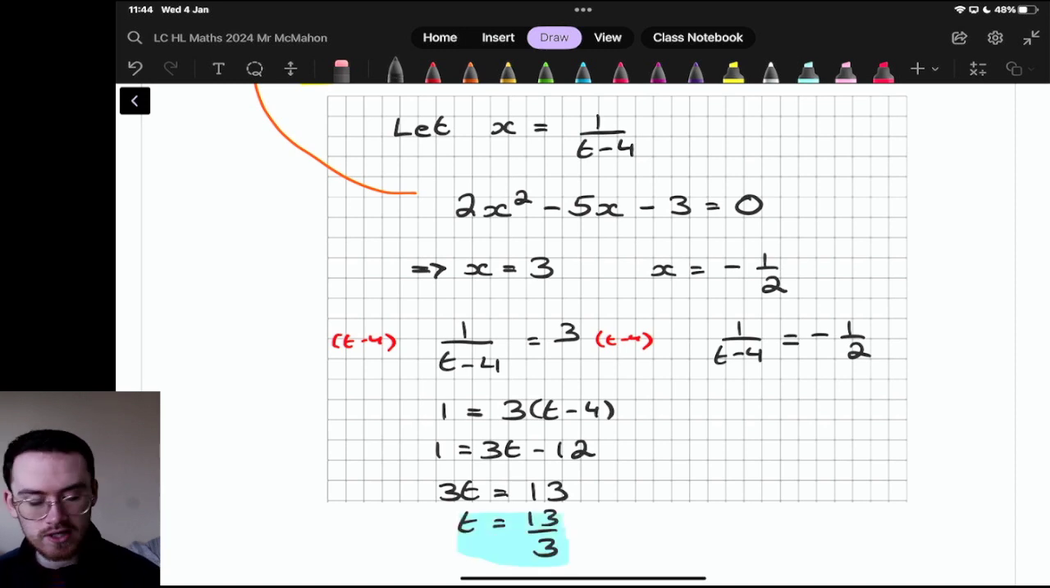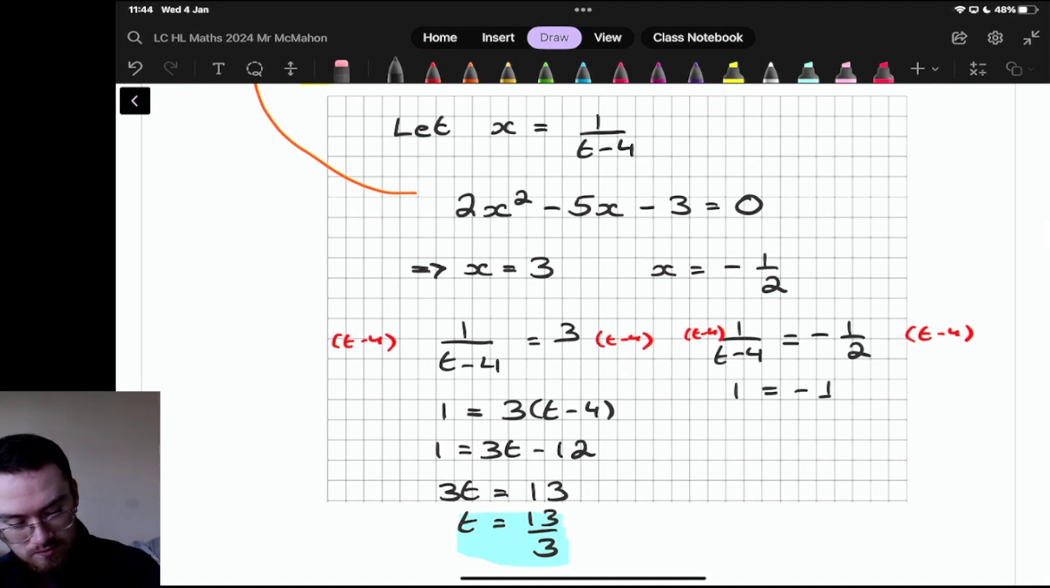For the next part, we're going to have to take a little bit of extra time with this one, but that's okay. So let's start by multiplying both sides again by that t minus 4, the same as we did last time. On the left hand side that's going to leave me with 1, on the right hand side I have minus a half by t minus 4.